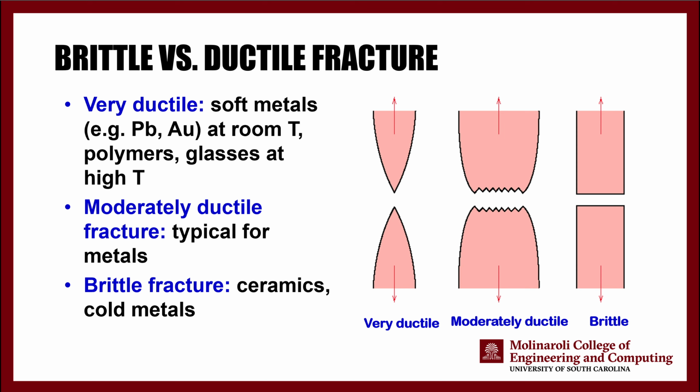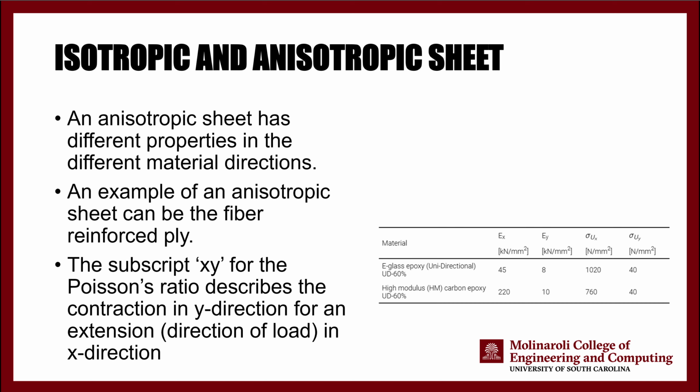Okay. But when you move to composites, things are going to become a little different. Composite or anisotropic materials can show different characteristics in different directions. For example, the material that we see here, it's a glass epoxy with a unidirectional composite, meaning that the fibers are only placed in one direction. It shows a modulus of elasticity of 45 kilonewtons per millimeter squared in one direction. In the other direction, it will show only 8 kilonewtons per millimeter squared.